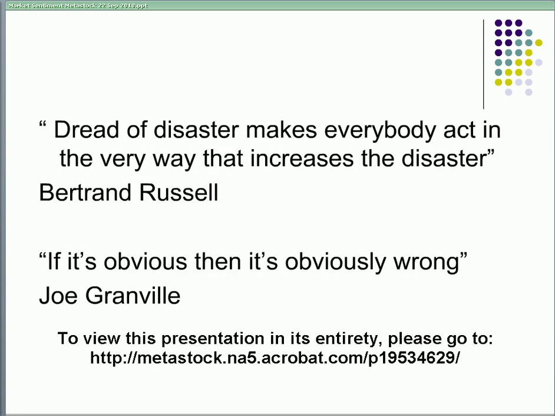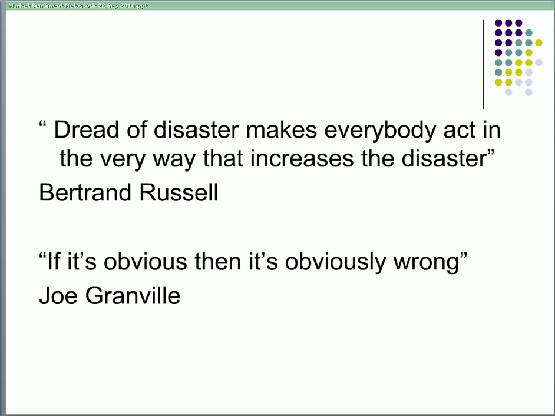So, a couple of quotes to begin with, and one of them is that the dread of disaster makes everybody act in the very way that increases that disaster. We're talking about panic here, and panic feeds on itself. We have a similar situation going on right now in the gold market. Based on purely objective indicators, the gold market has been bullish for about 4 years. It's only now that many traders, especially small traders, are beginning to wake up to the idea that there's a bull market in gold. Where have they been for the last 4 years?